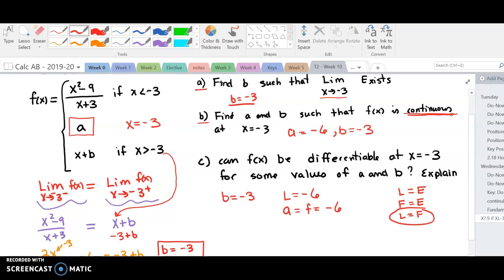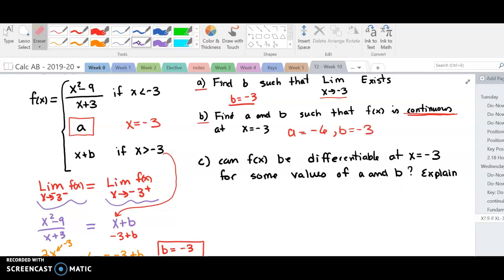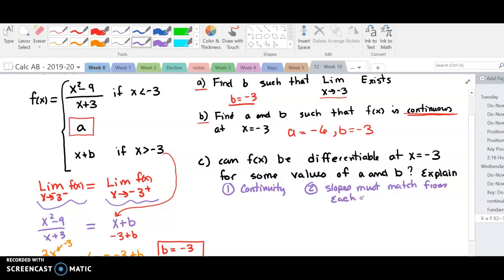Now we need to look at part C. Part C requires differentiability. For something to be differentiable, we need two things. One, continuity, and two, slopes must match from each side. Well, we already proved continuity in part B, so now we're really just checking the slopes.